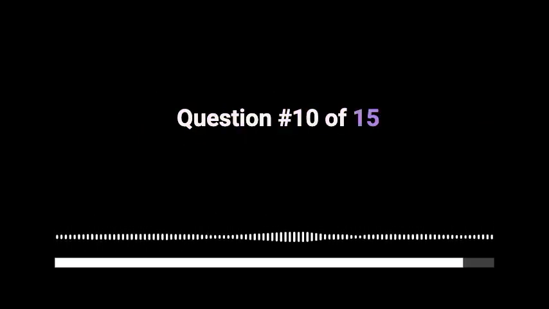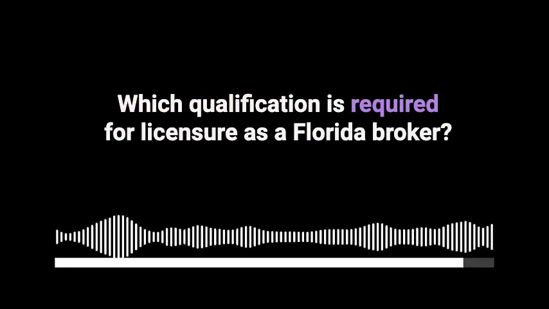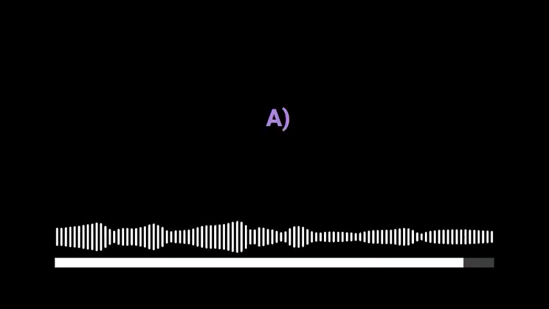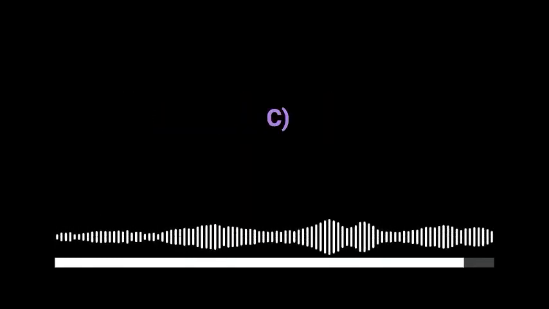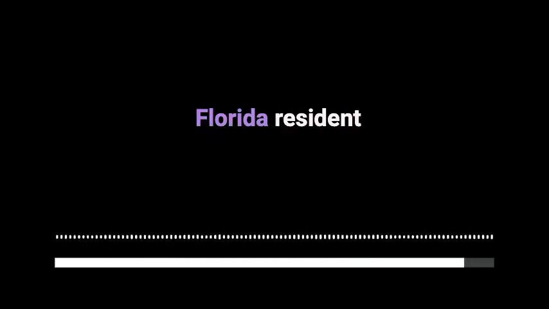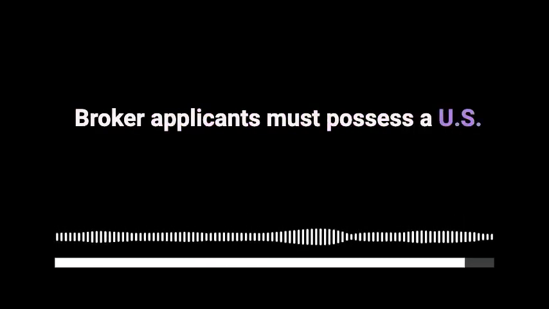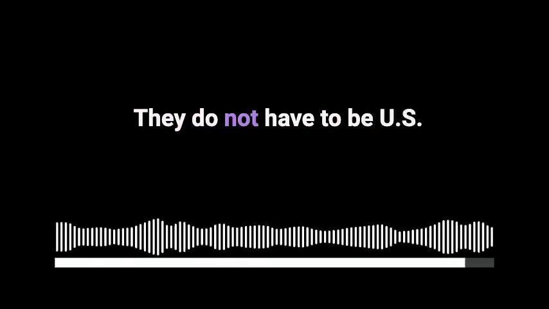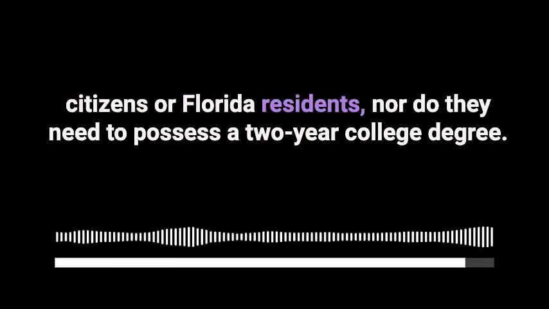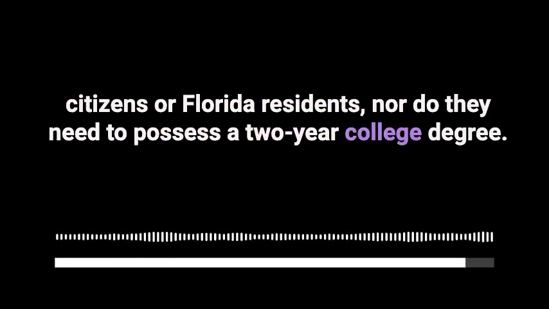Question number 10 of 15. Which qualification is required for licensure as a Florida broker? A. U.S. citizenship. B. U.S. Social Security number. C. 2-year college degree. D. Florida resident. Explanation. The answer is U.S. Social Security number. Broker applicants must possess a U.S. Social Security number. They do not have to be U.S. citizens or Florida residents, nor do they need to possess a 2-year college degree.